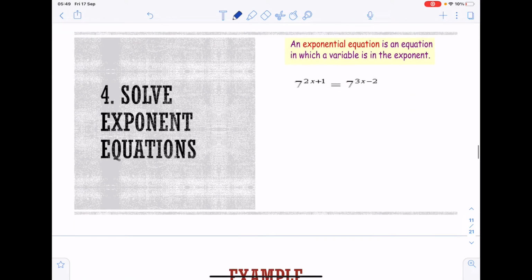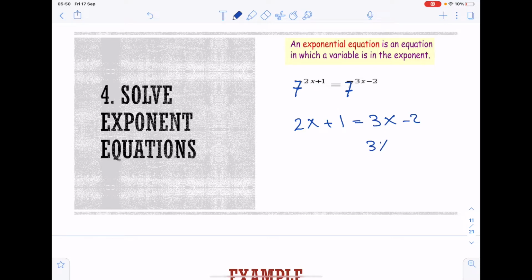Okay. Now, how can we solve exponent equations? First, what does it mean, exponent equations? Exponent equations are when we have x in the powers. So now, how can we solve that? If we have the same base on both sides, as you can see here we have 7 and here we have 7, we can just go ahead and equate the powers, or the exponents. So 2x plus 1 equals 3x minus 2, and now we solve this as a linear equation.